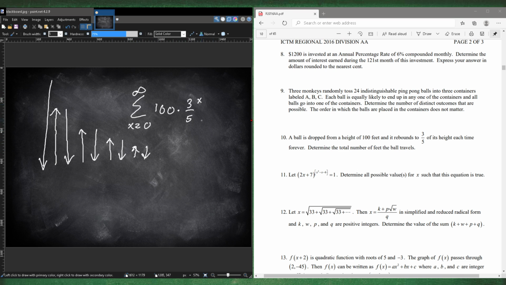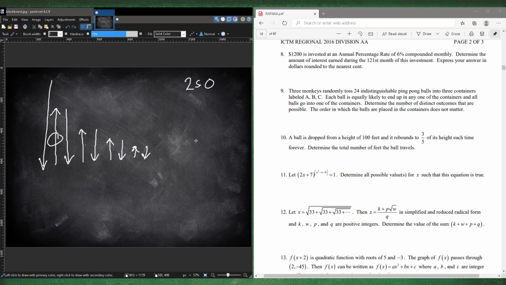To do this, this is an infinite geometric series. So the first term is 100 divided by 1 minus the ratio. So 1 minus 3 over 5. So that's 100 over 2/5, or 100 times 5 over 2. So that makes 50. 50 times 5 is 250. So we know that when it's just going down, the amount of distance it has traveled is 250 feet.